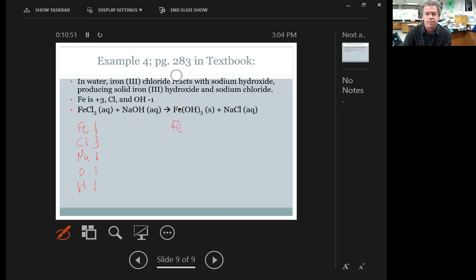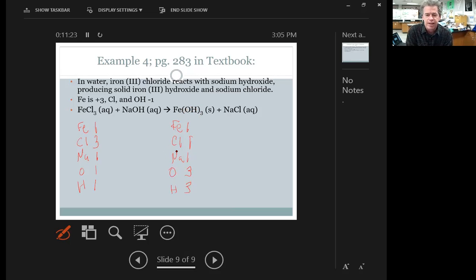For iron, it looks like there's 1. For chlorine, chlorine's over there. There's only 1. Next one is sodium, and it looks like there's 1. What's next? Oxygen. Oxygen, there's 3 O's. And finally, hydrogen is 3 H's.